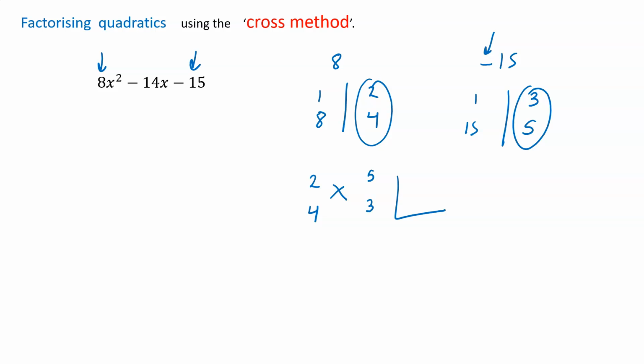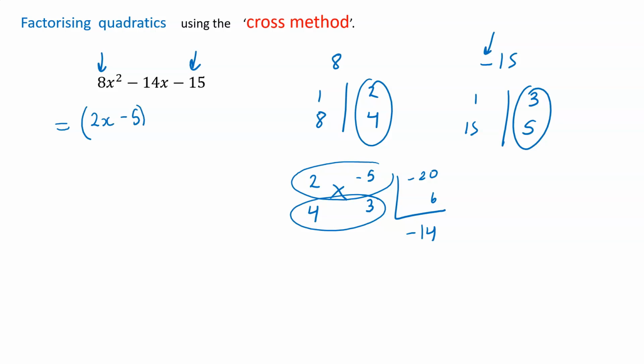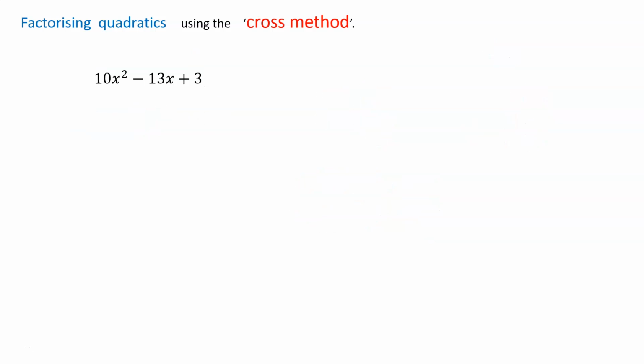Okay, so how about I put the negative with the 5? Let's give that a go. 4 times negative 5, negative 20. 2 times 3 is 6. This is looking good now. We get negative 14. Alright, that's what we want. So now, just like before, those are our factors. The first one is 2x minus 5 times 4x plus 3. That's it. We're up to the last quadratic now.